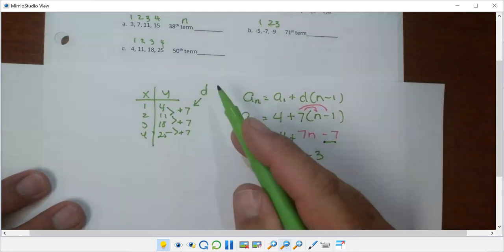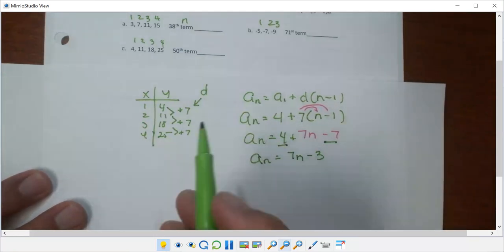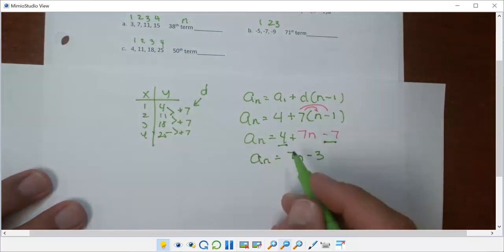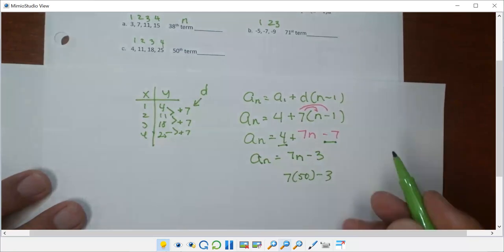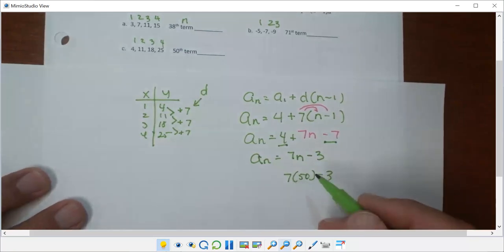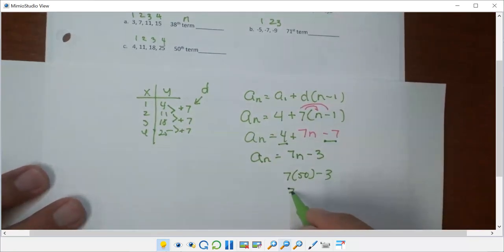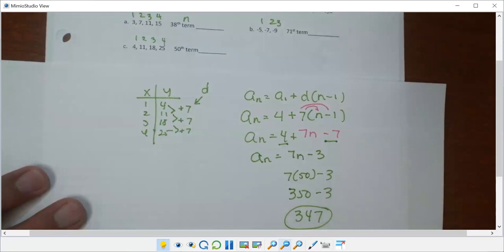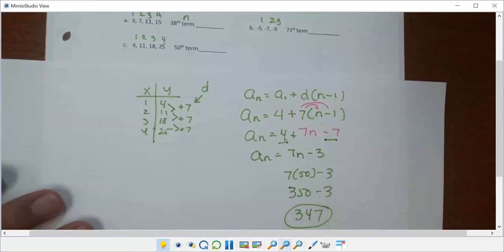So how do I find the 50th number? You can see right here, it says 50th number. So we put a 50 in where the n is. And then we're going to multiply it by 7 and subtract 3. So 7 times 50 is 350, and we're going to subtract 3 from it. So my answer should be 347. So my 50th number will be 347.